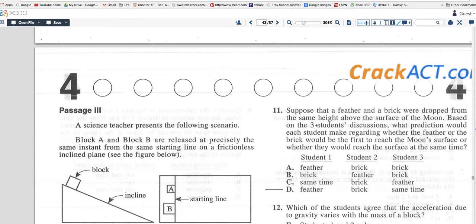So for 11, suppose that a feather and a brick were dropped from the same height. What would each student predict? And there's comparing the feather to the brick to indicate the lighter block to the heavier block.